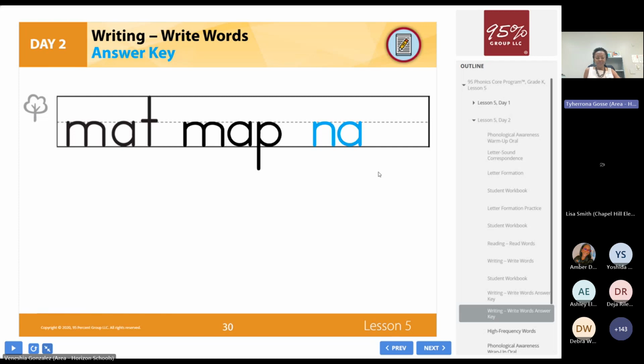Good job. What's the last sound in nap? Excellent. Which letter spells the P sound? P. You know what to do. Write P next to A. Look up and check your work. Good. Now we're going to blend. Nap. One more time. Nap. What's the word? Nap. The word is nap. Excellent. You guys did an amazing job.